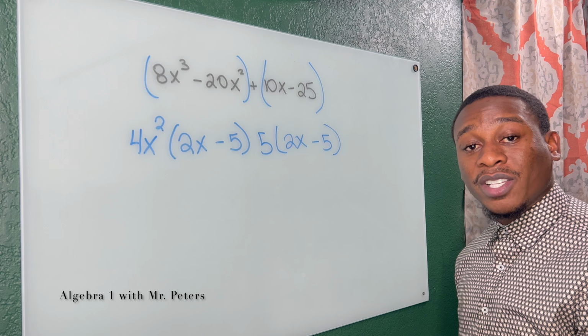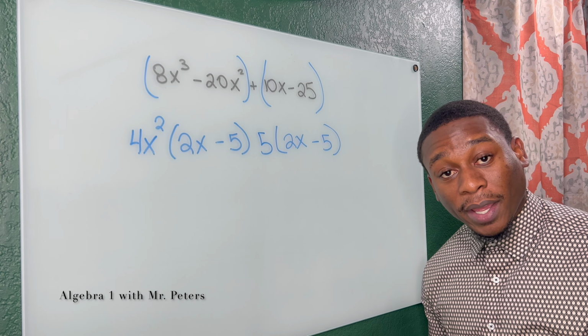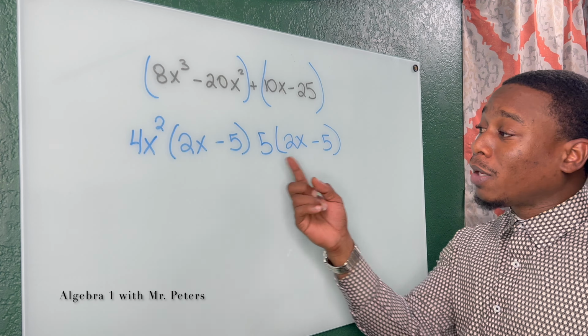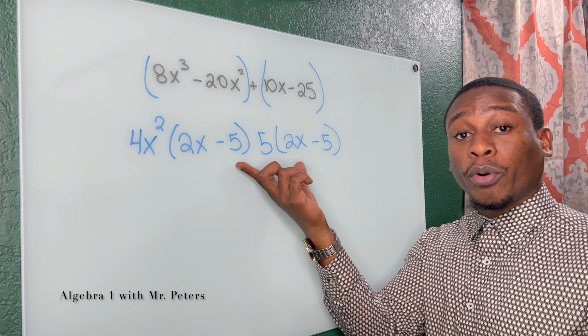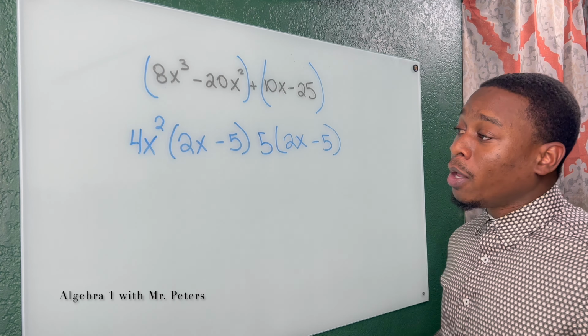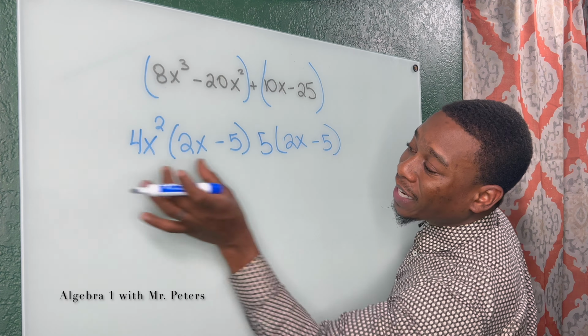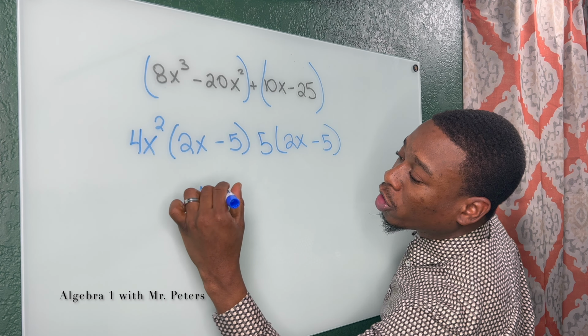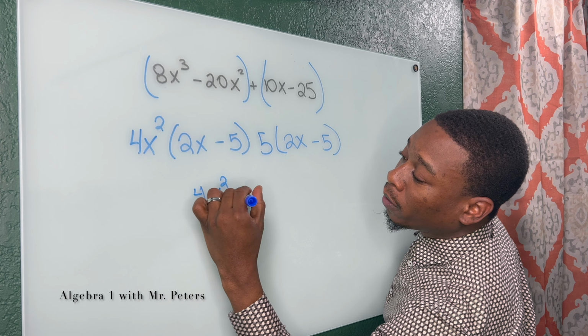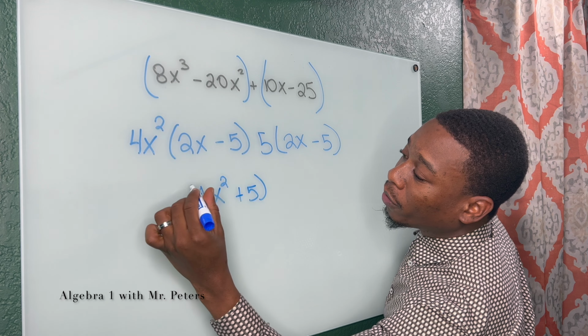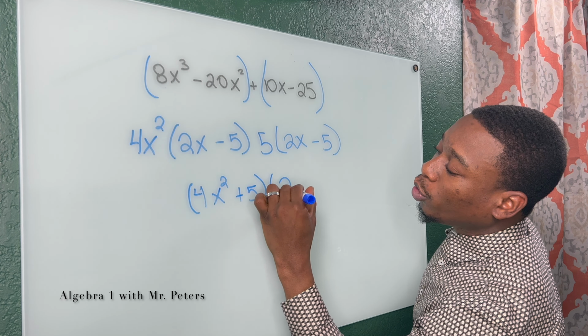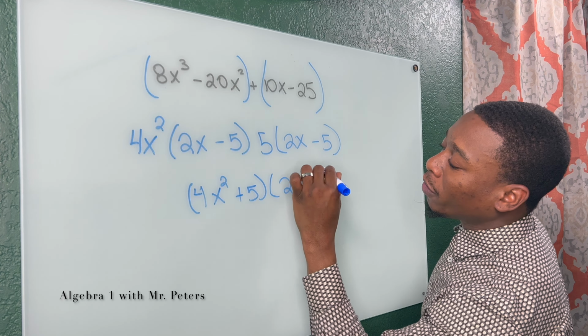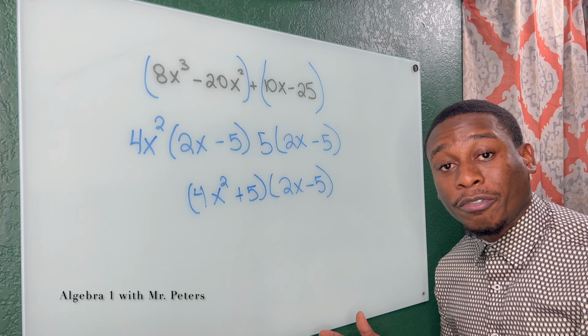Now, to let you guys know that you're doing this absolutely correct, we should have the same binomial expression. So these 2 parentheses should have the same thing. Now, after we do that, we're going to put the outside terms together. So I have 4x squared plus 5 multiplied by 2x minus 5. This is how we would properly factor.